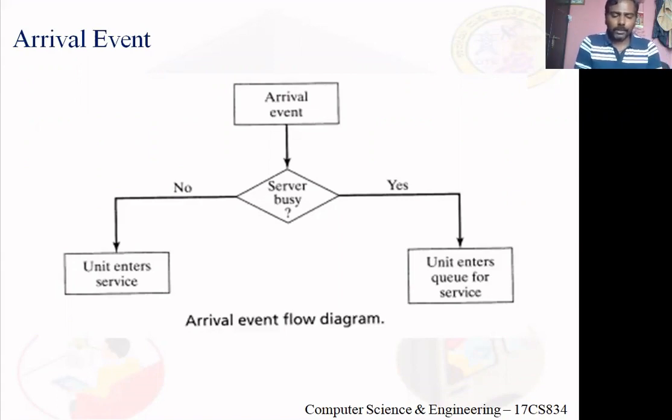Suppose the server is busy, so what happens? The new customer will enter a waiting line, a queue. Clear? So what is the important point you need to have in mind in case of an arrival event? In case of an arrival event, you need to look at the status of the server.